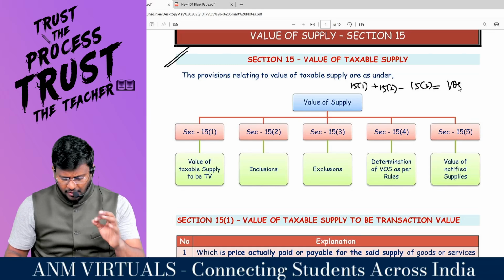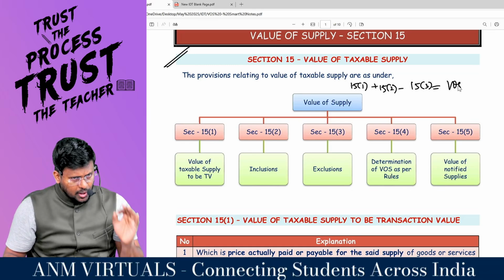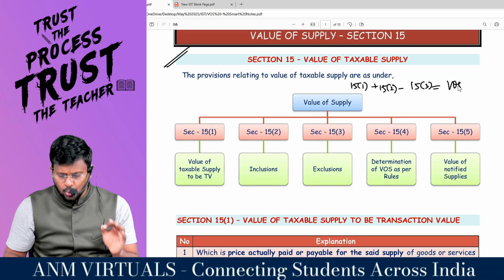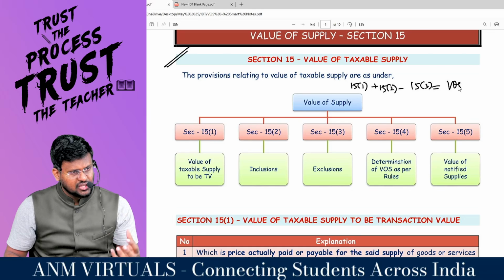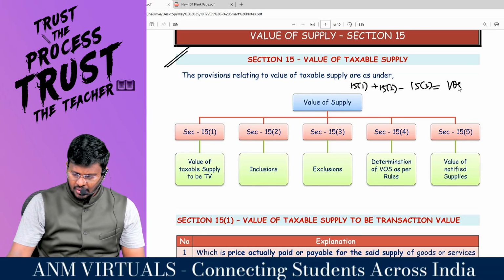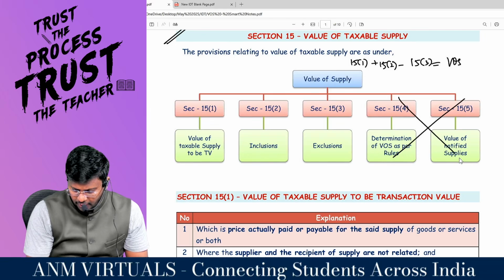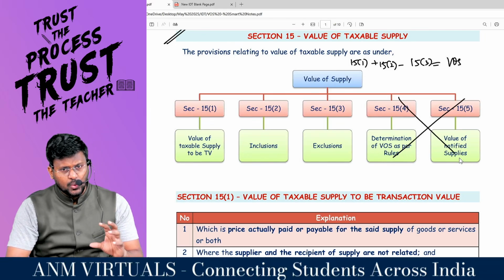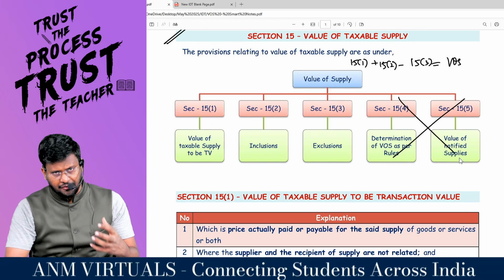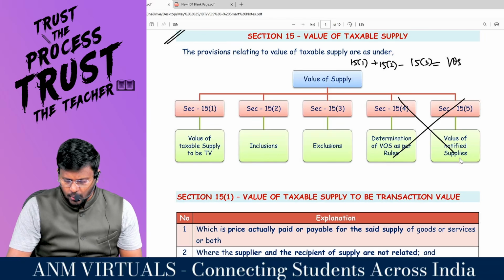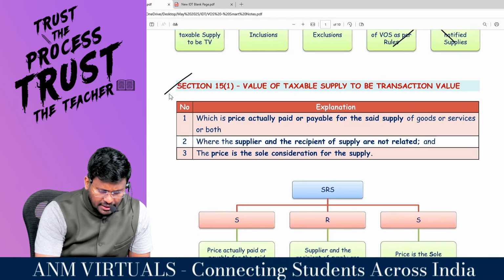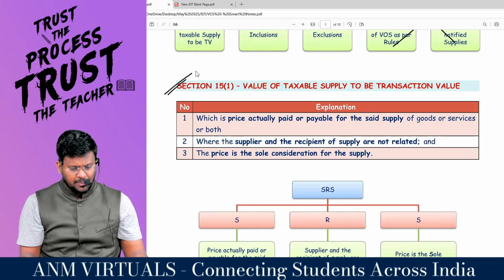What is the mathematical formula? 15 subsection 1 plus 15 subsection 2 minus 15 subsection 3 is equal to value of supply. At inter level we don't have 15.4 and 15.5. 15.4 is valuation rules, which will be discussed at the final level, and 15.5 is value of notified supply. I am moving into a detailed quick revision of 15 subsection 1.